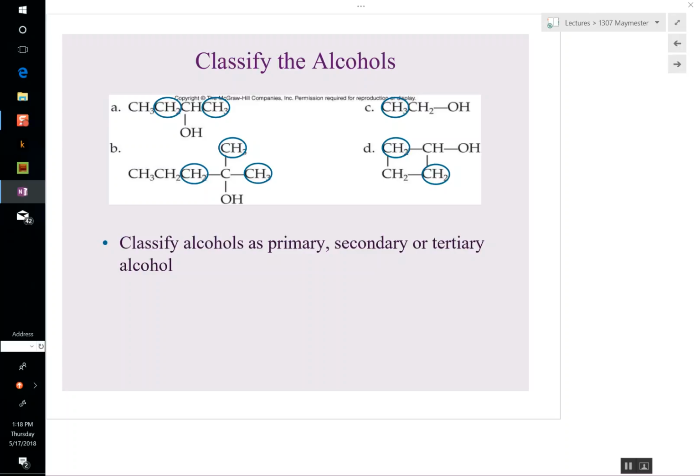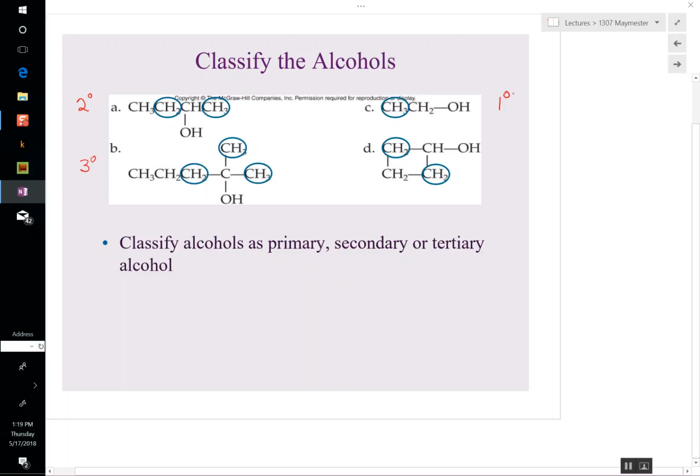This one's kind of given the answers, but let's look at A, B, C, and D. A is what kind of an alcohol? It's a secondary alcohol. B. Tertiary? Yeah, B is a tertiary alcohol. It's attached to 3 carbons. C, primary.